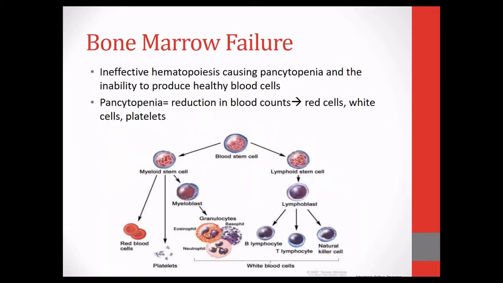So bone marrow failure is an ineffective production of blood cells that cause pancytopenia, or a lowering of our blood counts, and the inability to produce healthy blood cells. Again, pancytopenia is the reduction in our blood counts of our red cells, white cells, and platelets.